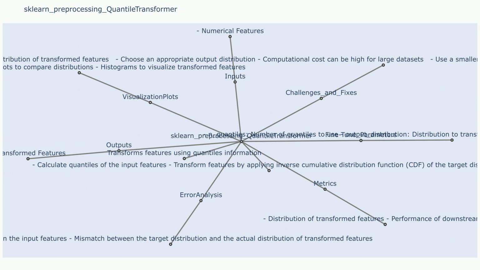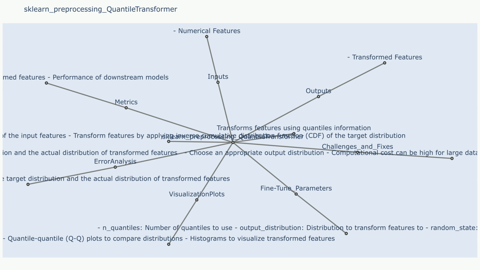Uncertainty methods: bootstrapping: this method involves resampling the data with replacement and performing a quantile transformer on each bootstrap sample. The resulting transformed features can then be used to estimate the uncertainty in the transformation.